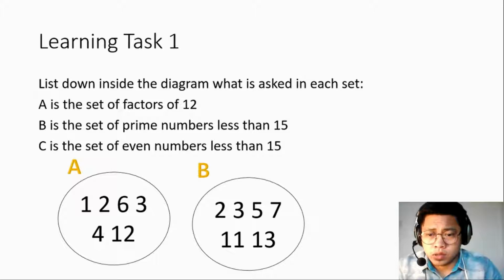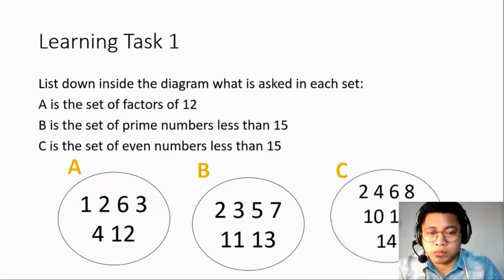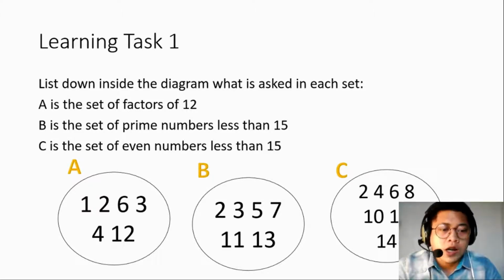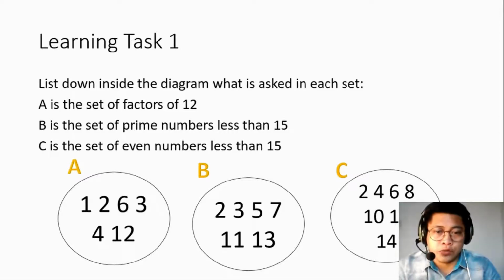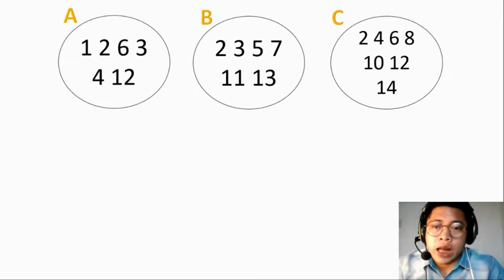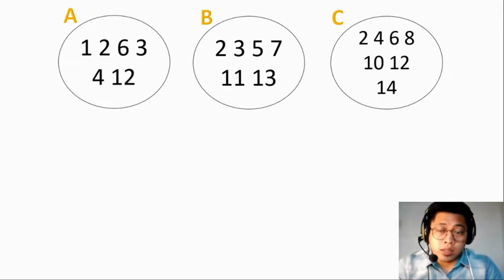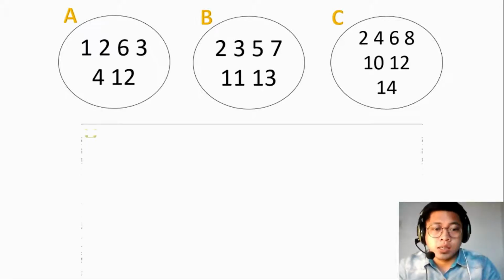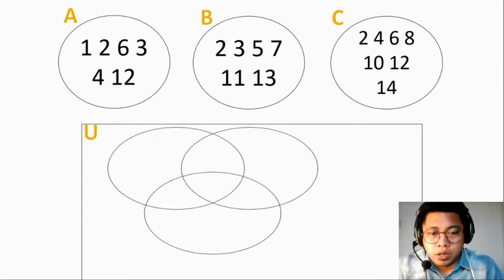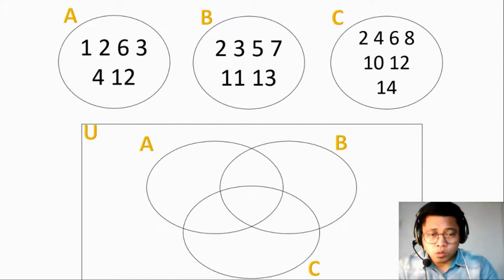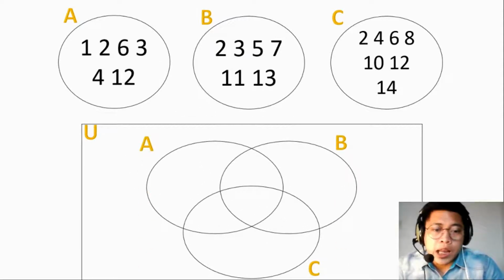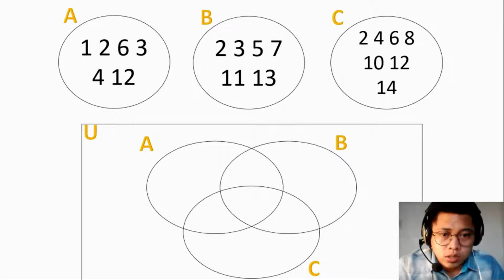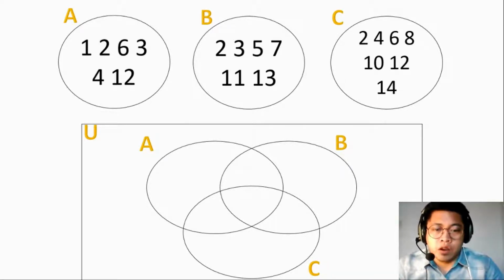Set C is the set of even numbers less than 15. The elements of set C are 2, 4, 6, 8, 10, 12, and 14. So ngayon, alam na natin ang iba't ibang elements ng set A, B, and C. It's time for you to determine which element ang ilalagay natin sa ating given Venn diagram.